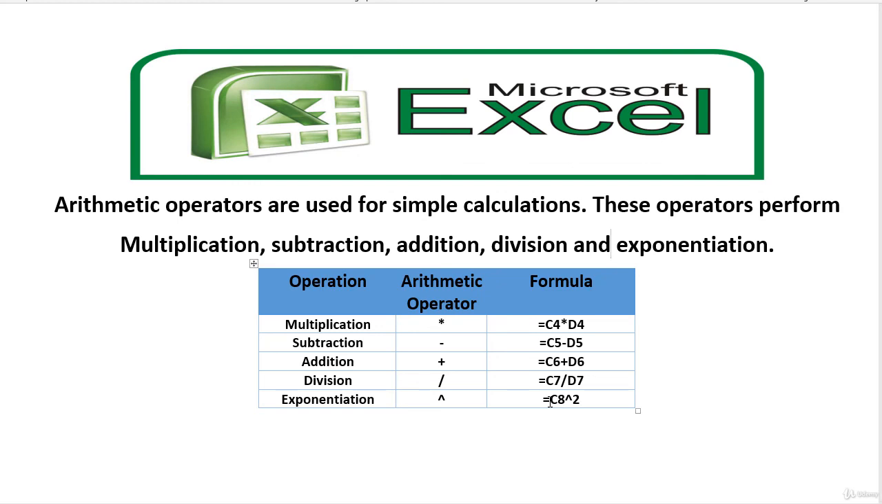But keep in mind, every formula in Excel starts with an equal sign. If you do not type the equal sign before starting the formula, then the formula will not return the exact value. It will behave like text. So first enter the equal sign.